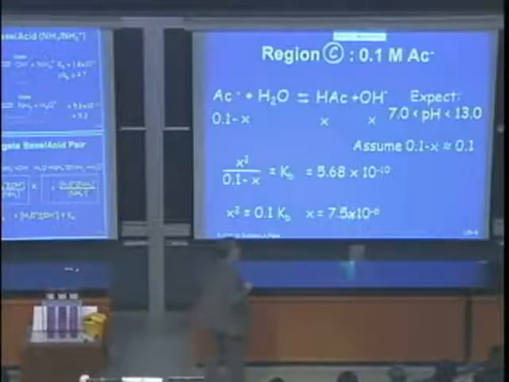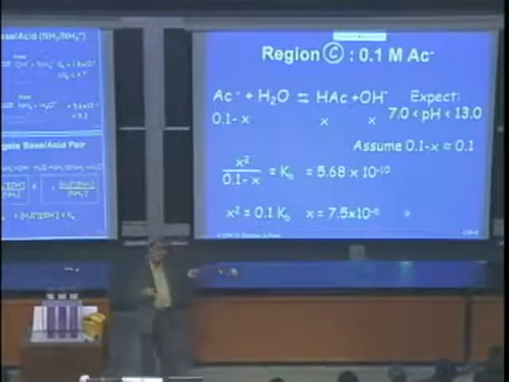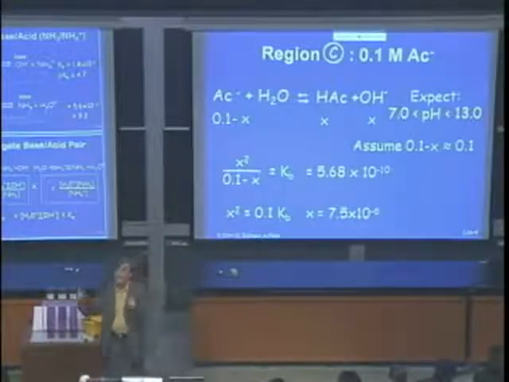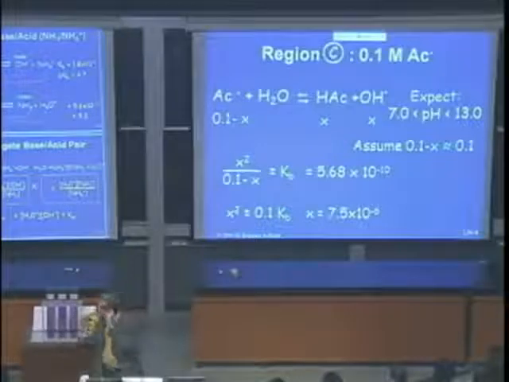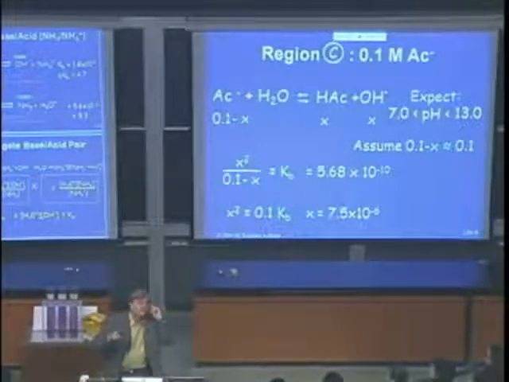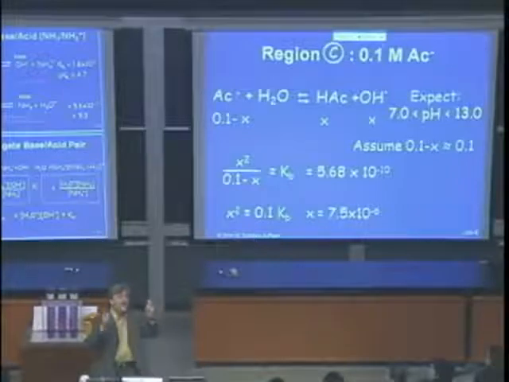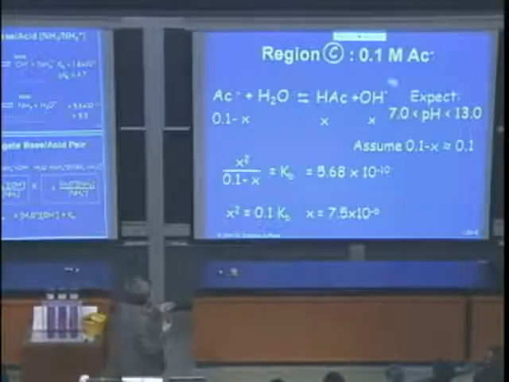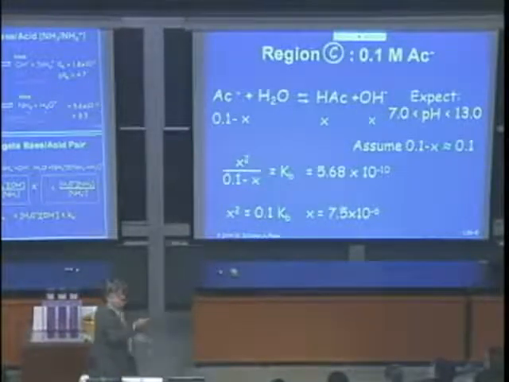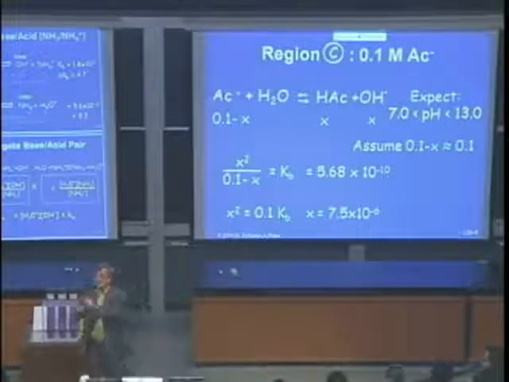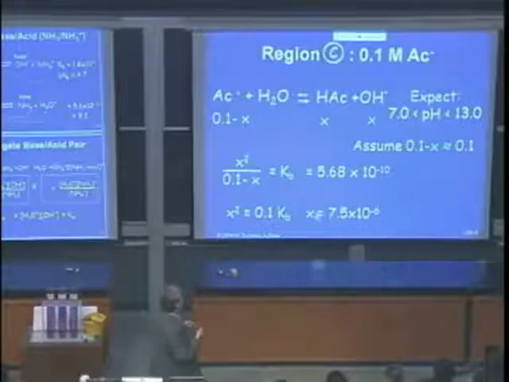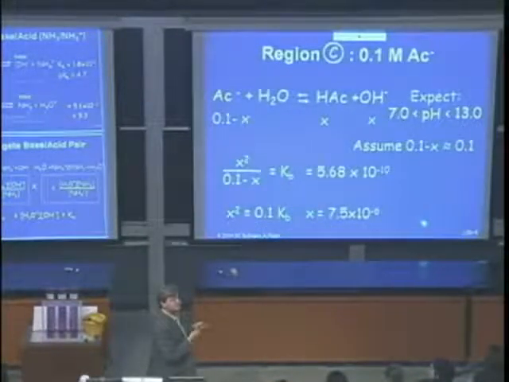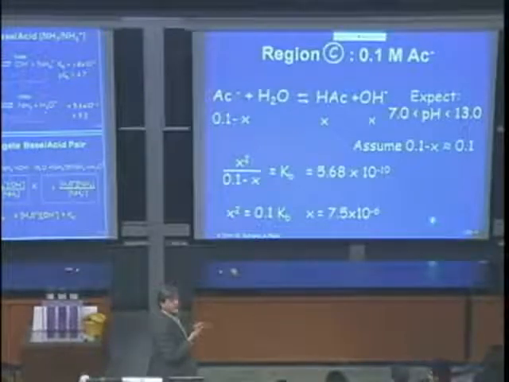What happens if I take the log of this and multiply it by minus 1? What do I get? The pWhat? POH, because this is the OH concentration here. So somebody take your calculator out and calculate that for me, please. So you have 7.5 times 10 to the minus 6. What's the log of this? Anybody? 5.12.